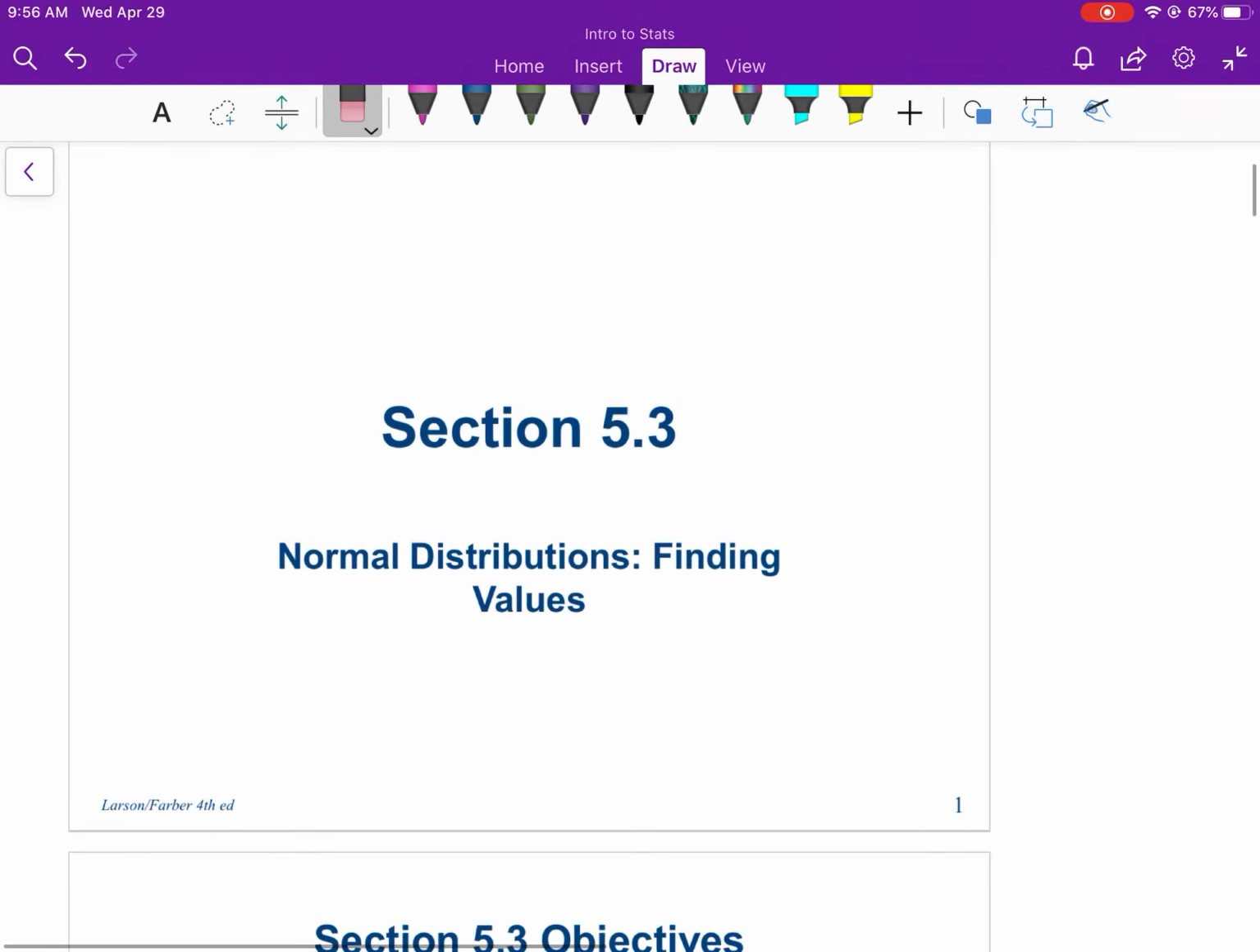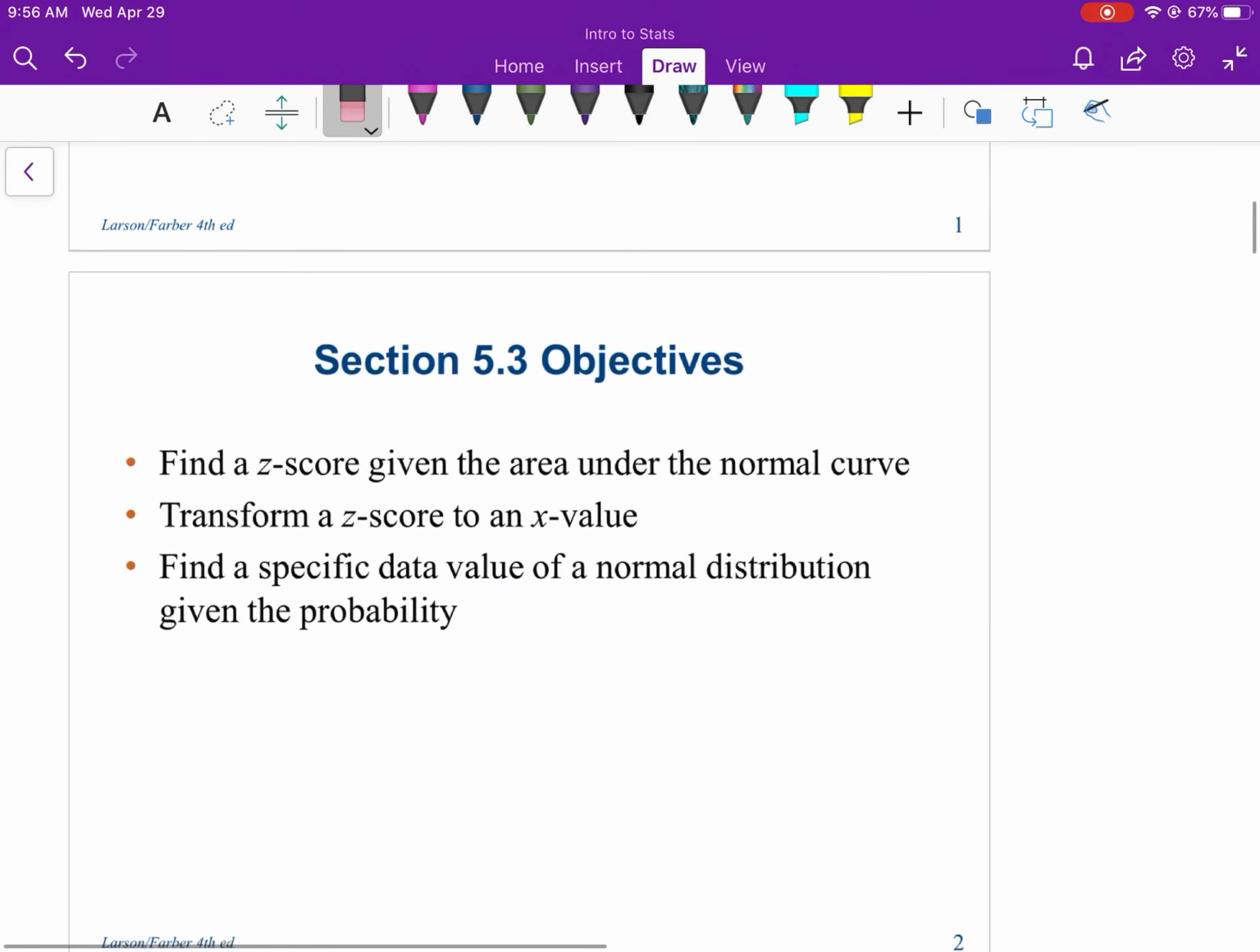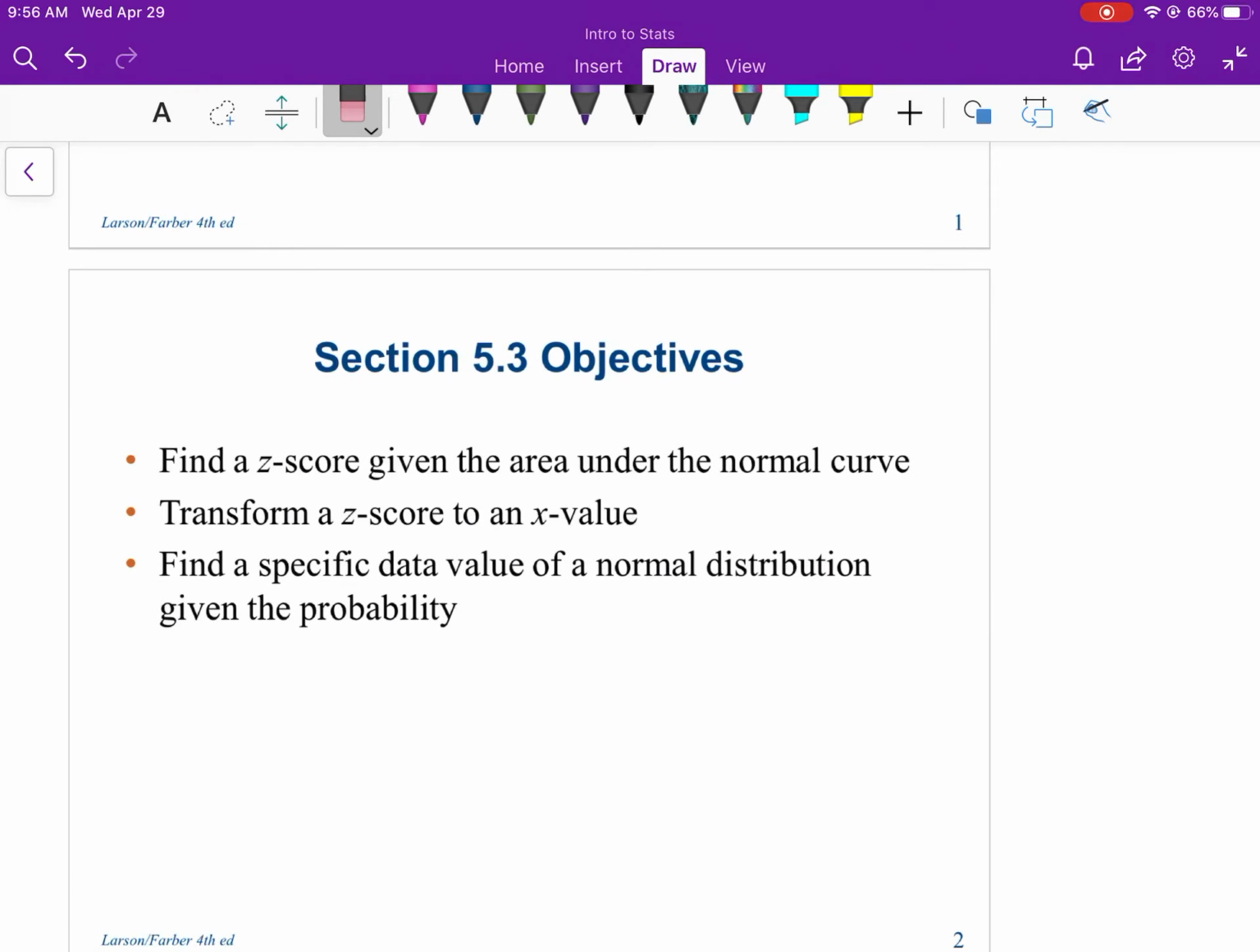Statistics, we're going to finish up our study of Chapter 5 with Lesson 5.3. We're not going to cover Lessons 5.4 or 5.5. In this lesson, you're going to be finding values. So what we're going to be doing primarily is taking a z-score back to an x value. In order to do that, you're going to have to be able to go backwards in the work that we've done in Lesson 5.2.